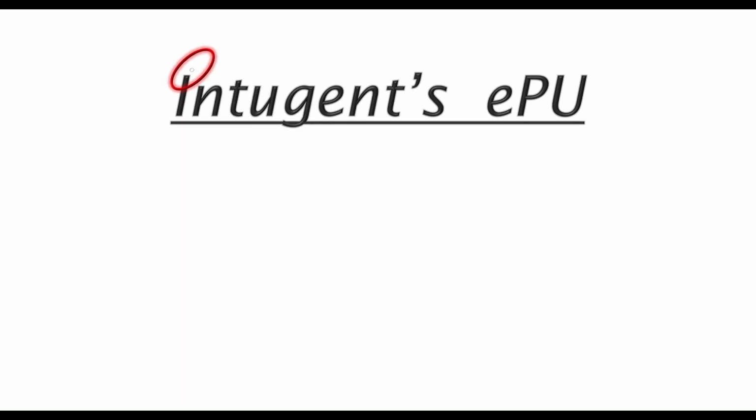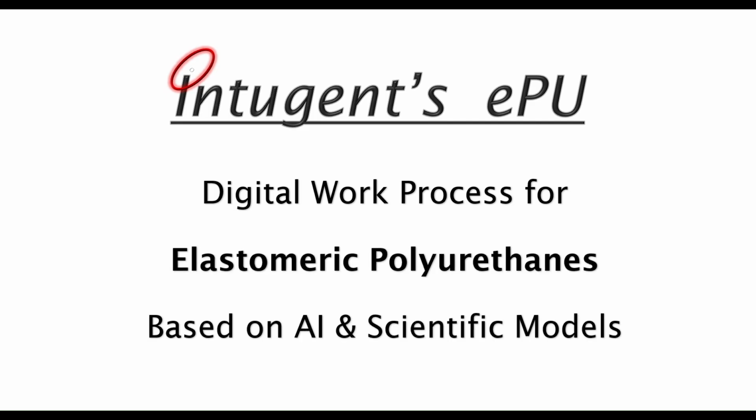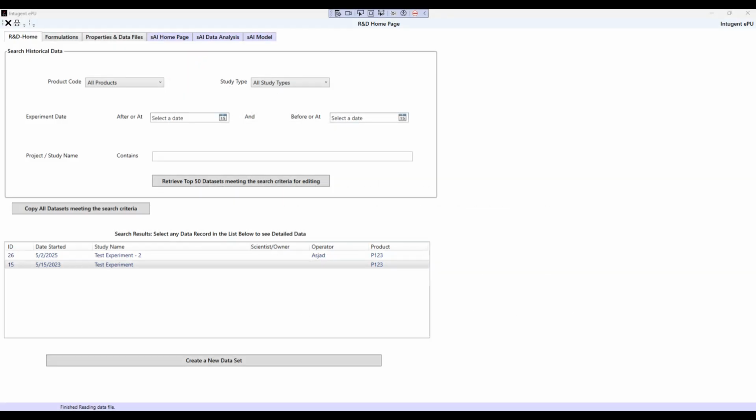Intugent's ePU is a state-of-the-art digital work process for designing new elastomeric polyurethanes. It seamlessly integrates AI models and scientific models and provides guidance and predictions to scientists as they design new polymers. When ePU is first started, it displays the dashboard, also known as the R&D home.